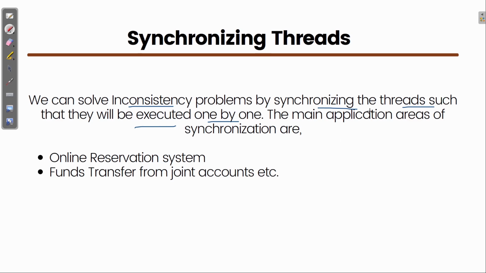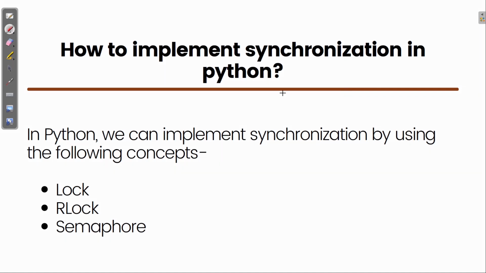The main application areas for synchronization are online reservation systems, online transactions as I gave in the example, funds transfer from joint accounts, etc. There are so many examples you can go and see. Now, how can we implement synchronization in Python? In Python we can implement synchronization with these three concepts: Lock, RLock, and Semaphore. I will first make you understand these concepts, so let's move to that.